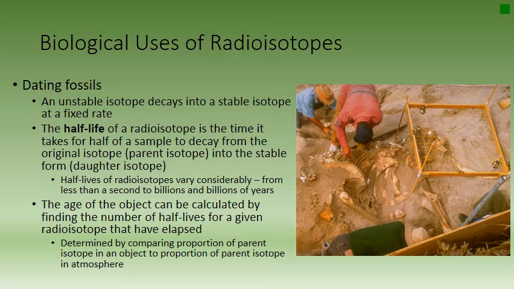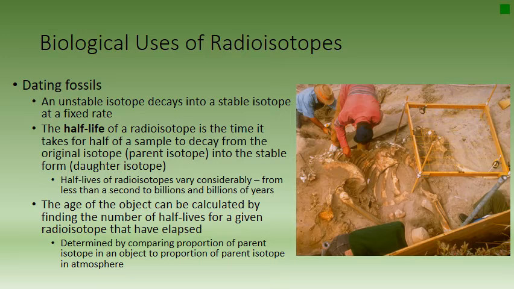Now, half-lives of radioisotopes vary considerably. Some radioisotopes have half-lives on the order of 10 to the minus 14th seconds. Other isotopes of other elements have half-lives of billions and billions of years. But the importance is that the age of an object can be calculated by finding the number of half-lives for a given radioisotope that have elapsed. Again, our best example of that is carbon 14 dating.